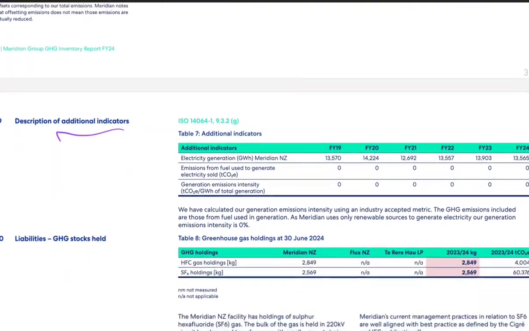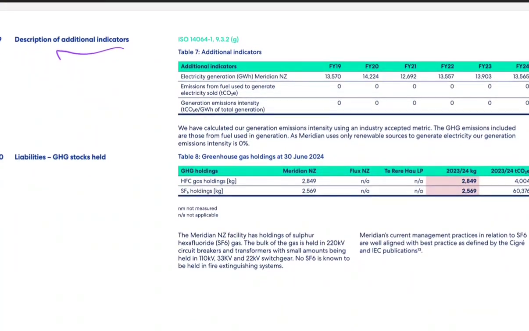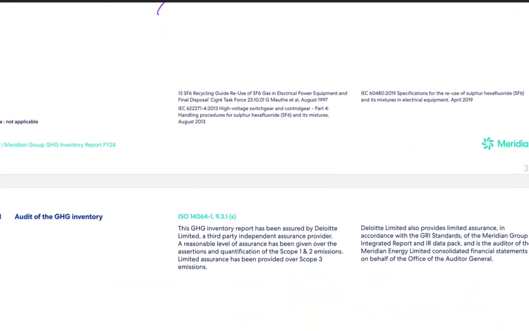Description of additional indicators like electricity generation in gigawatts, that comparison, the financial year comparison is there, internal. Okay, and like HFC gas holdings, SF6 holdings, all this information related to emissions you can see here.